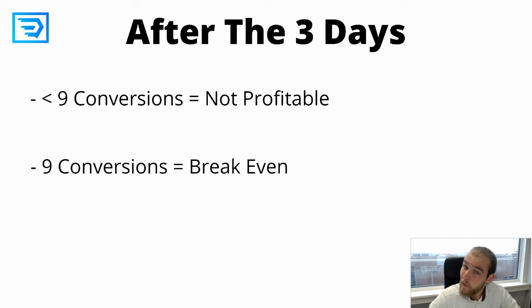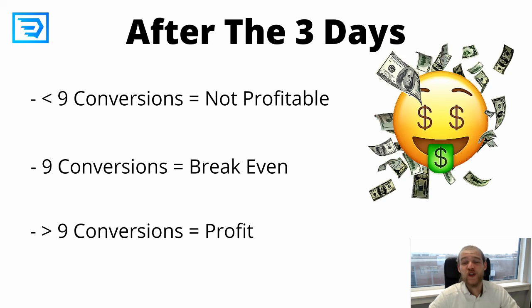And then if you have more than 9 conversions, obviously you are making profit. For example, if you have 10 conversions with a CPA of $1, you have a revenue of $10 and you've spent $9, so you make $1 profit. And that's the way to go.